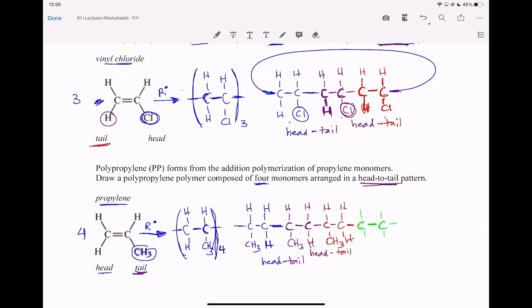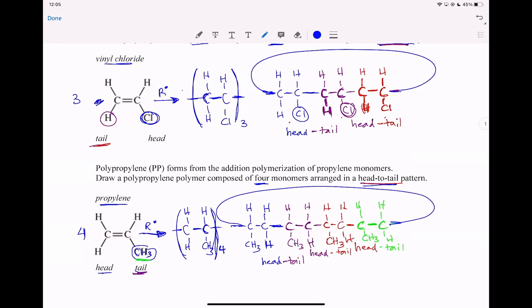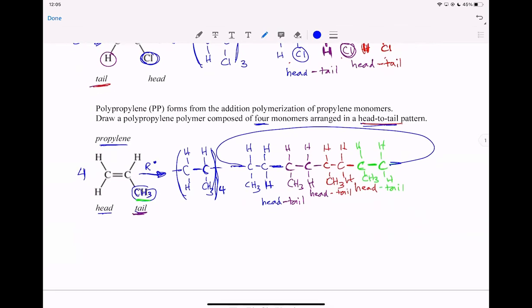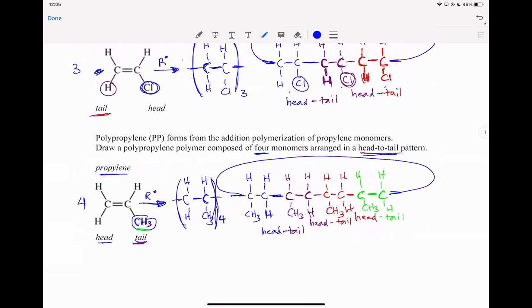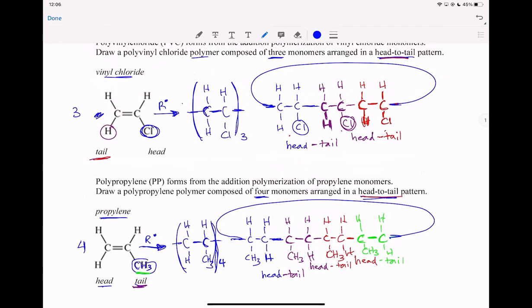The head of this red monomer is that hydrogen. So I want it to be connected to the tail of the green monomer. And the tail has to be a CH3. Okay, so the rest of those are hydrogens. So 3 hydrogens and 1 CH3. So you would have, in theory, hundreds or thousands of these, and then they would link up at the end. Okay. So those are the 2 examples of monomers that are not symmetrical, and you can have the patterns for the polymer formation.